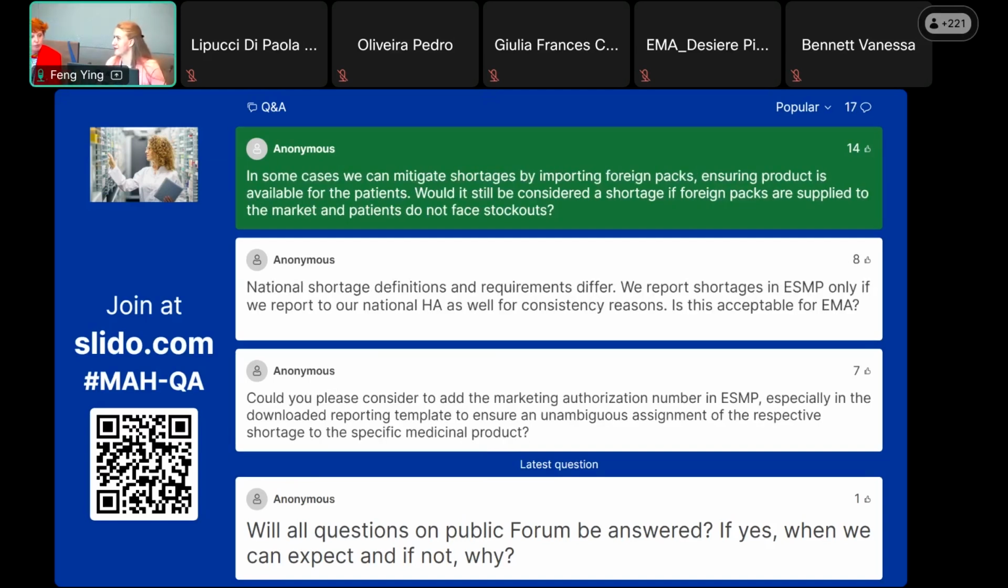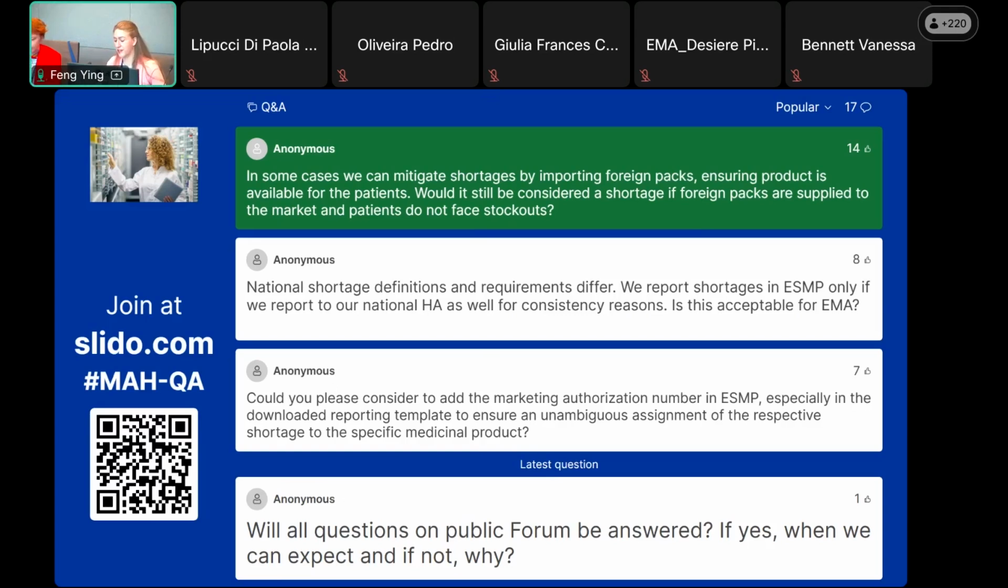Going to the next question. In some cases, we can mitigate shortages by importing foreign packs, ensuring product is available for the patients. Would it still be considered a shortage if foreign packs are supplied to the market and patients do not face stockouts?